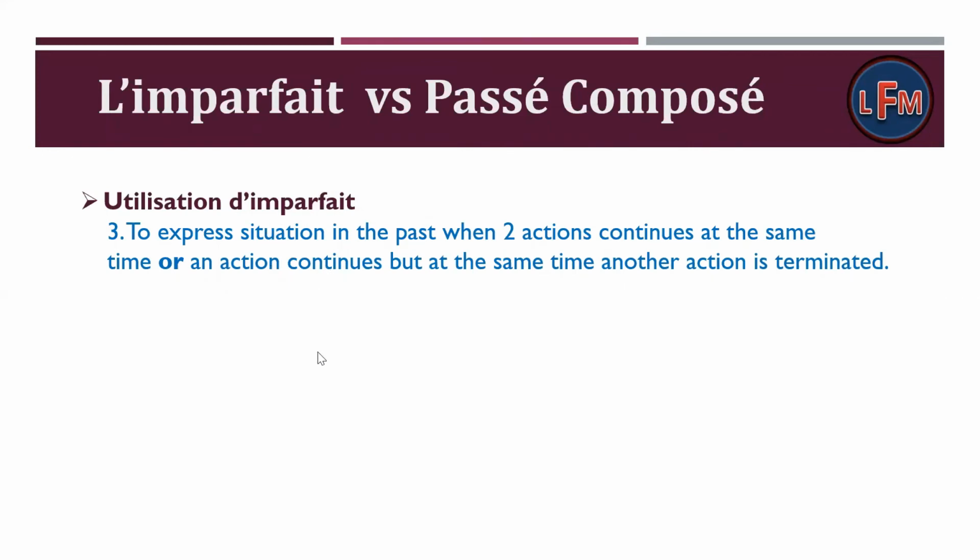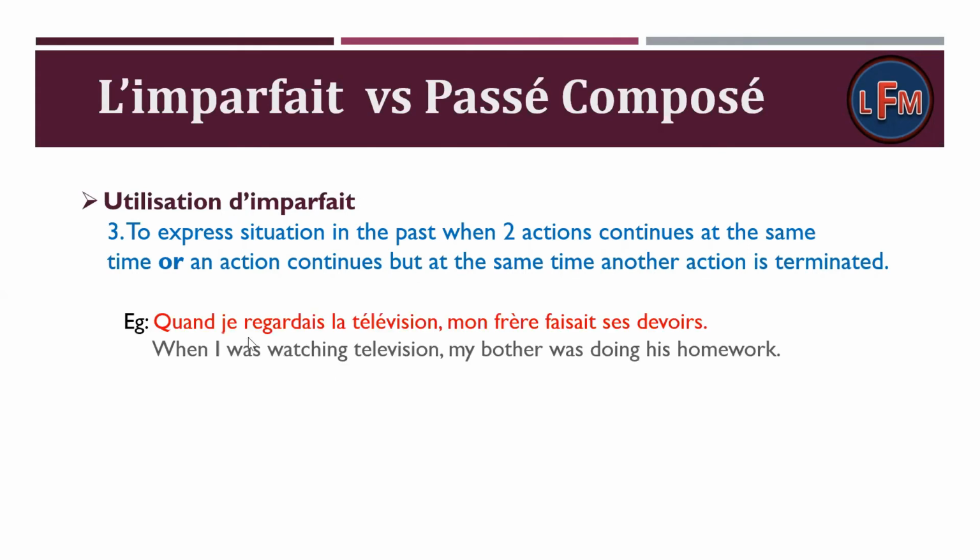Imparfait is also used to express a situation in the past when two actions continue at the same time, or an action continues but at the same time another action is terminated. For example, quand je regardais la télévision, mon frère faisait ses devoirs. When I was watching television, my brother was doing his homework. So here, two actions continue at the same time in the past. So we use here l'imparfait, that I was watching television at the same time my brother was doing his homework.